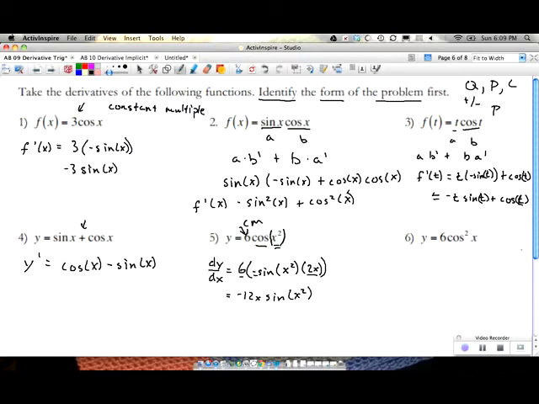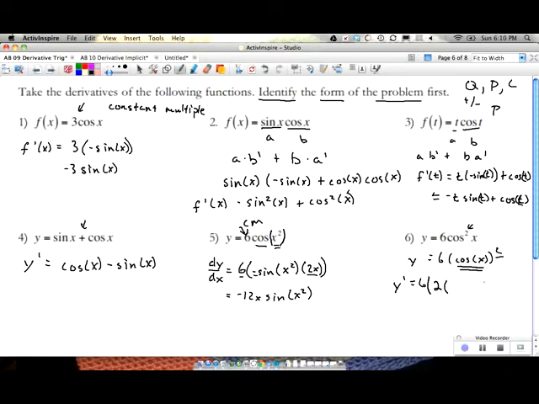Alright, now this one is slightly different. Notice that the squared moved from the x to the cosine, which really means 6 times cosine of x squared. So then y prime, our derivative, that 6 is going to tag along, but now we have slightly different layers. The outside layer is 2, the inside layer is cosine of x.